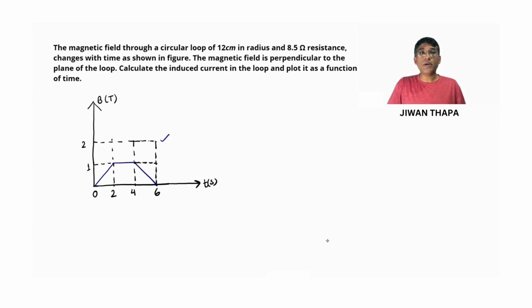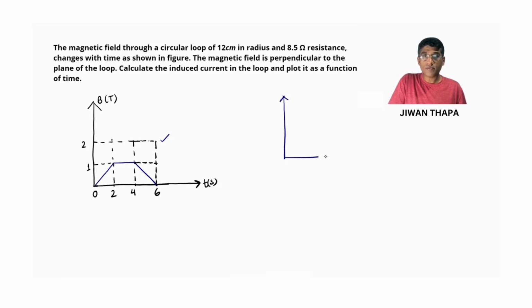The magnetic field is perpendicular to the plane of the loop. Calculate the induced current in the loop and plot it as a function of time. So we are asked to find the induced current, and we are asked to plot it, that is induced current, as a function of time. So let's understand this problem with reference to this diagram.